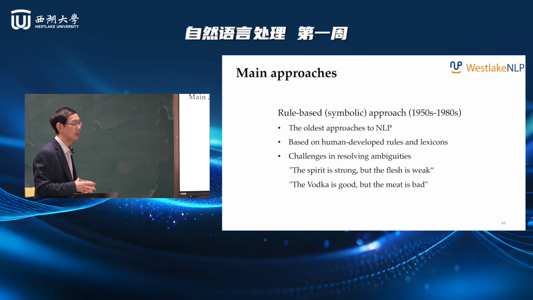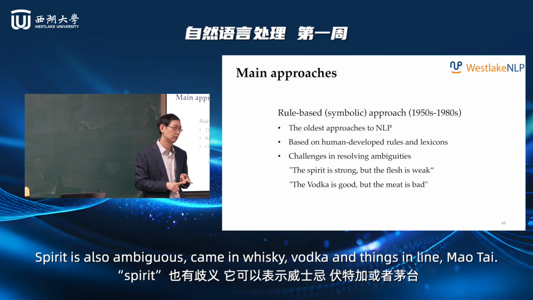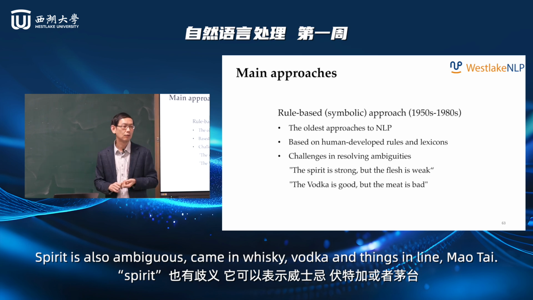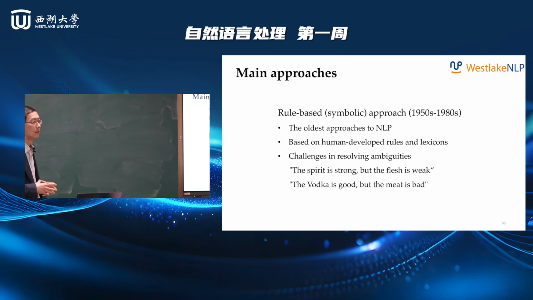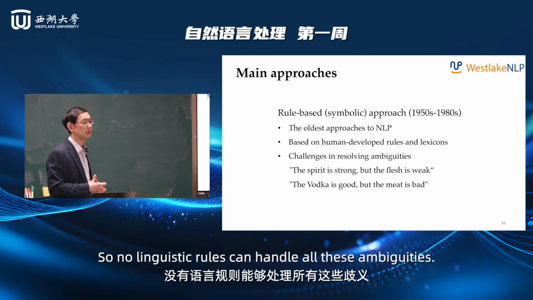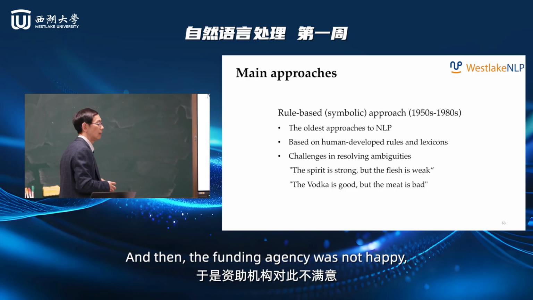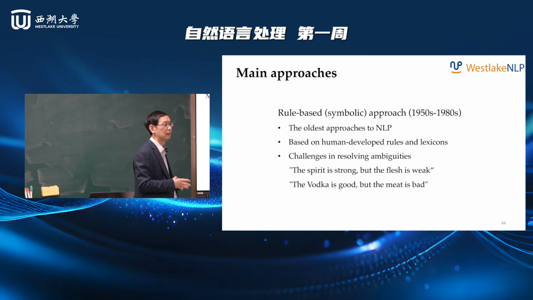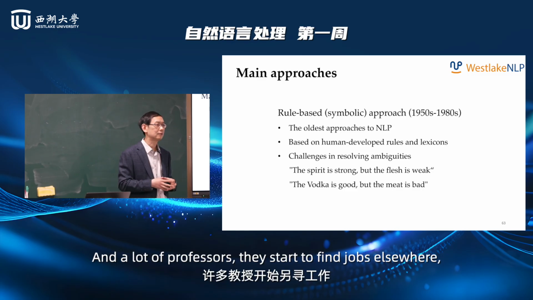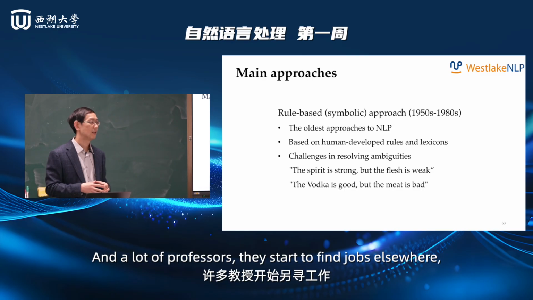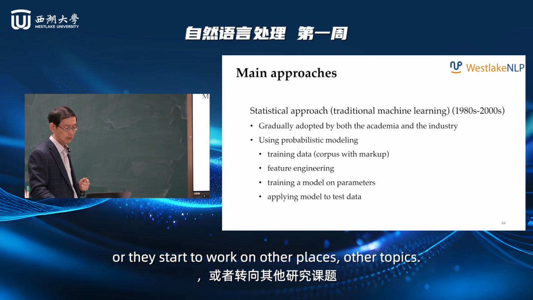Why does this happen? It's because flesh is ambiguous. Spirit is also ambiguous, right? It can mean whiskey, vodka, and things in line. Right, so no linguistic rules can handle all these ambiguities. And then the funding agency was not happy. And then natural language processing funding was cut. And a lot of professors started to find jobs elsewhere, or started to work on other topics, okay.